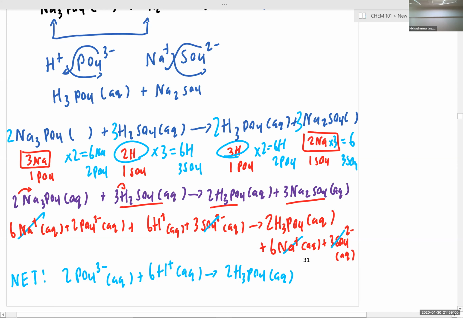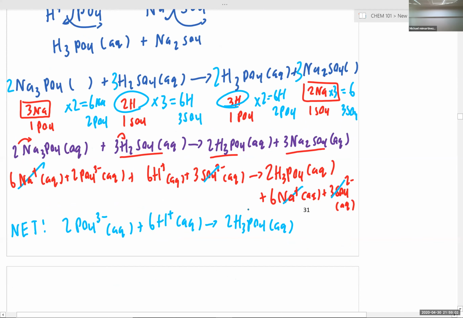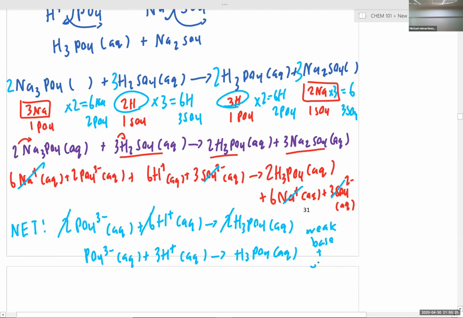Now, can we simplify this equation? Can we simplify our coefficient? Is this the smallest possible set of coefficients? Yes. So then we can simplify this to phosphate plus 3H plus aqueous leads to phosphoric acid. And this is the typical ionic equation for a weak base plus a strong acid.